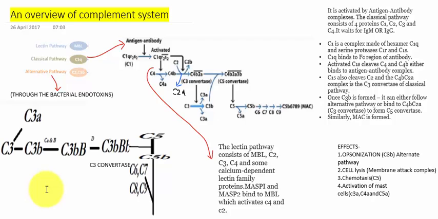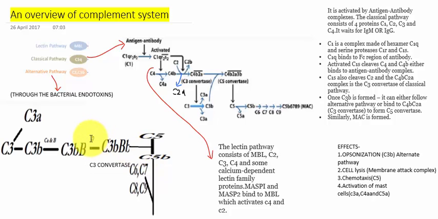In the same way it forms the C5 convertase. Up to C9 it will form, and then it forms the membrane attack complex and results in cell lysis. So this is an overview of the complement system. You need to understand first, in the classical pathway it is an antigen antibody interaction where the C1 complex is required, and in the lectin pathway the main thing is the mannose binding lectin and the MASP, and in the alternate pathway the main thing is factor B and factor D.